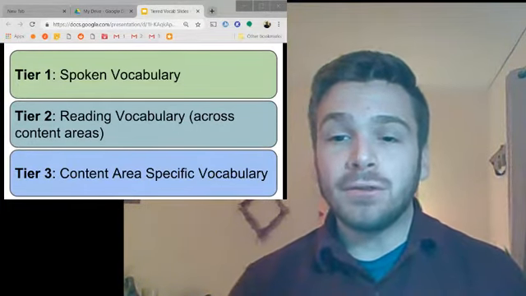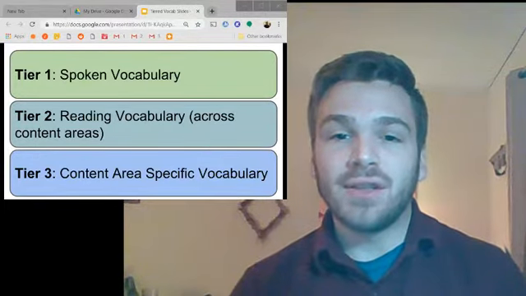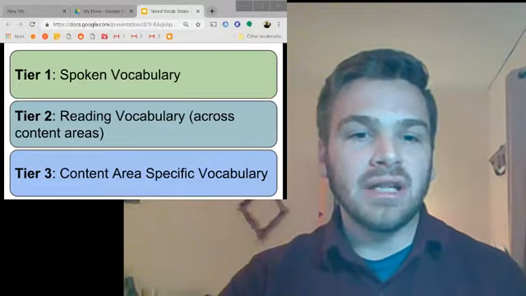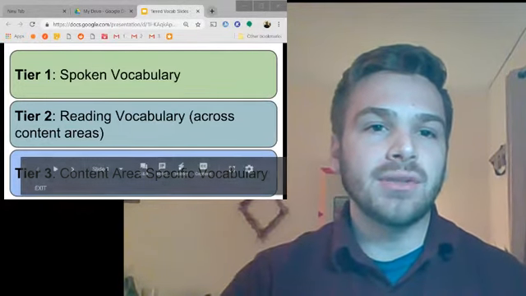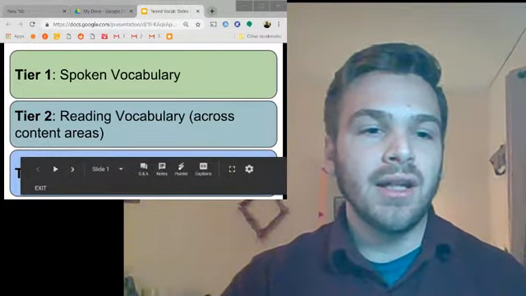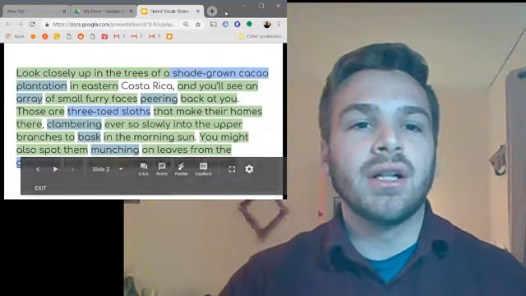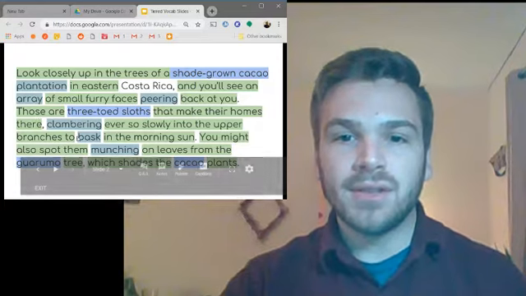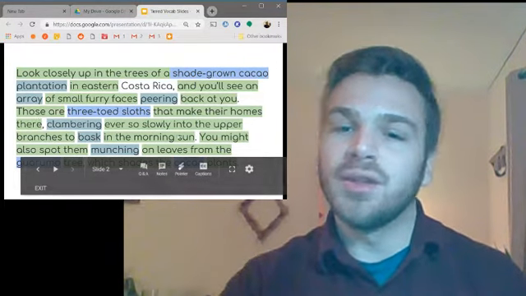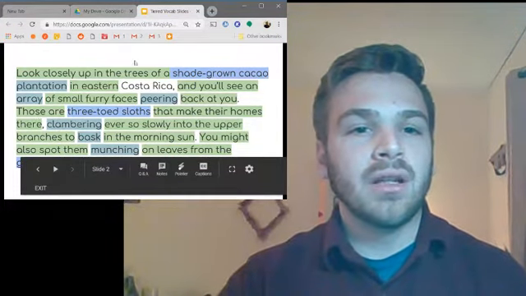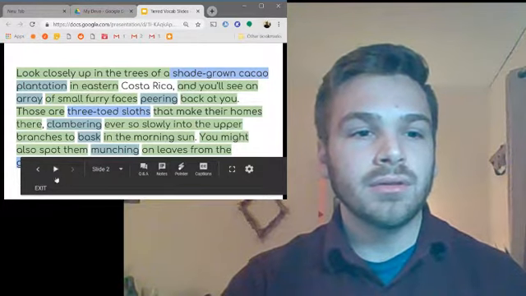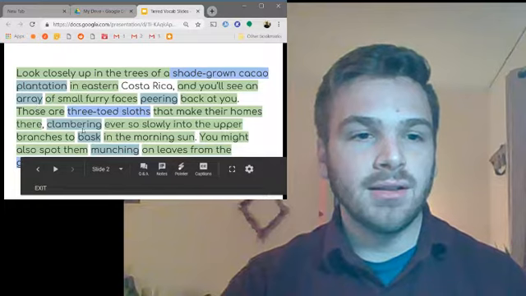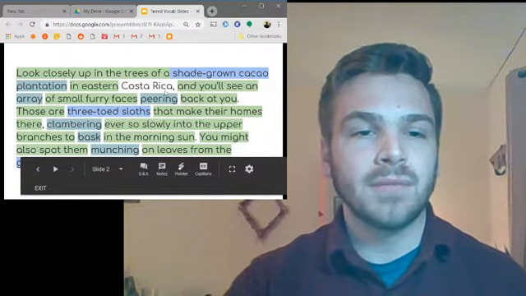Now, to help you wrap your mind around these three tiers, I have an example. I have a paragraph that I took from a New York Times article, and I labeled every word in the article based on its tier. The green that you see, that is most of the words in here, is Tier 1. The blue is Tier 3. And then this teal color here is Tier 2.